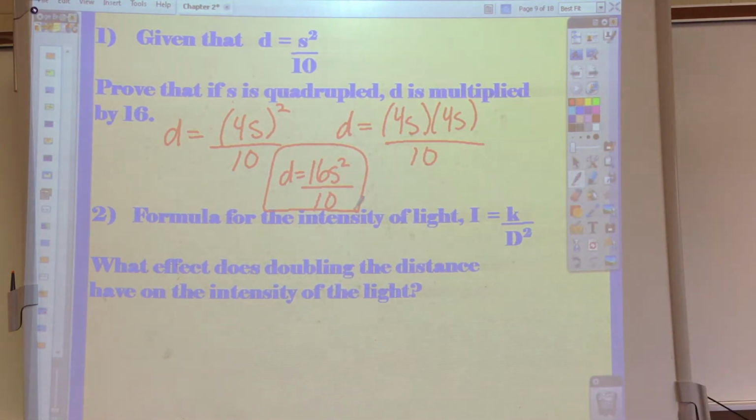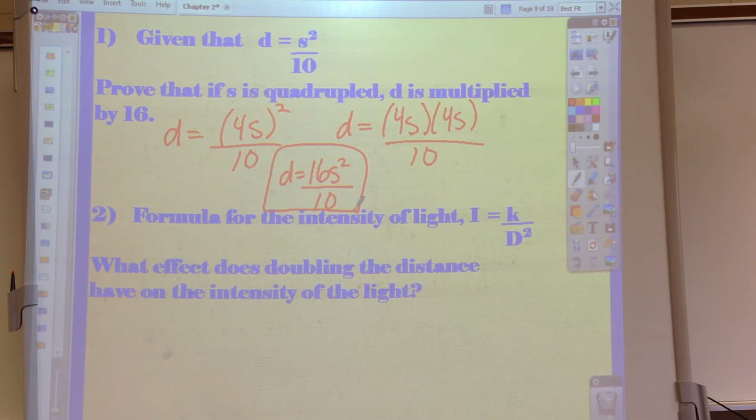Now for example number 2, we're going to go back to the fundamental theorem, and we're going to use that to answer this question. If we're not asked to prove something, we're just asked for the effect here, we're just going to use our theorem. We're given the formula for intensity of light. Intensity varies inversely as distance squared, and we want to know what effect doubling the distance has on the intensity of the light. So if I double my distance, that is actually multiplying by 2.